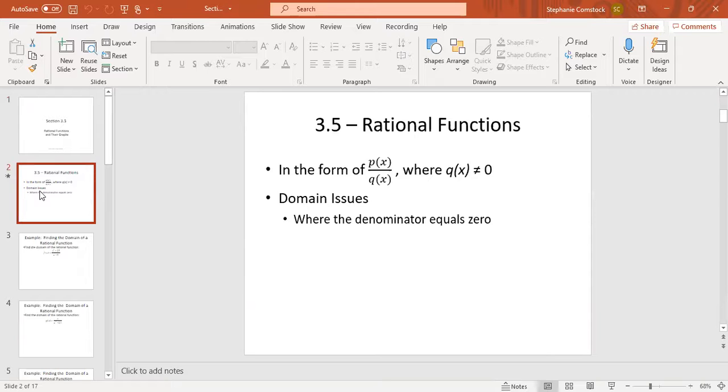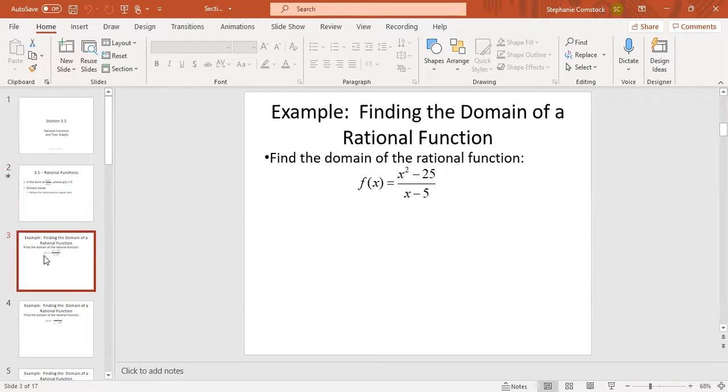Now, we do need to discuss domain issues, and we've discussed these one time before when we talked about combining functions and composition of functions, that we needed to watch out for things to keep out of the domains. So now, looking at them on their own, the domain issues are still going to happen when our denominator equals 0. So we're going to look at a couple different examples here, just as they sit. We're not going to do anything special with them.